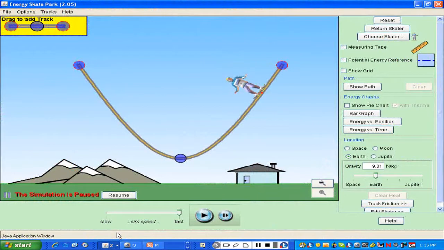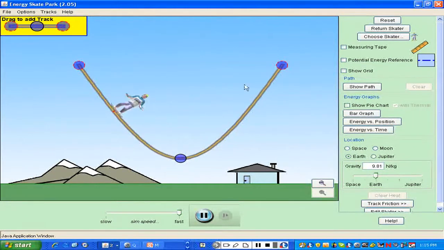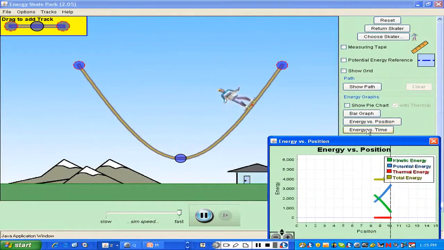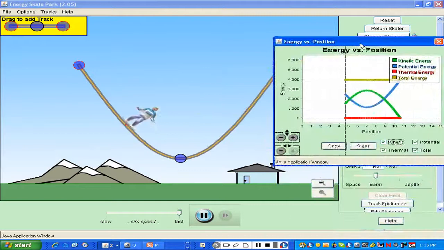Here we see a skater on a parabolic ramp, and if we resume the program, see the skater going back and forth from a particular height on one side to that height on the other side. Let's ask to see the energy as a function of position. Drag that up here.